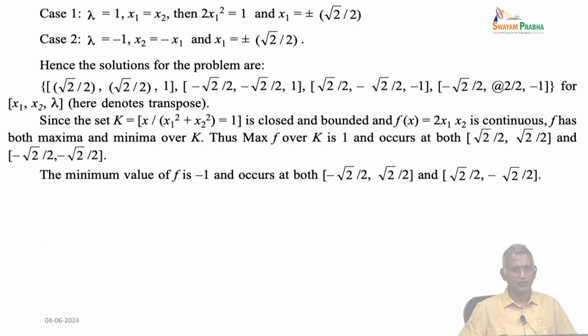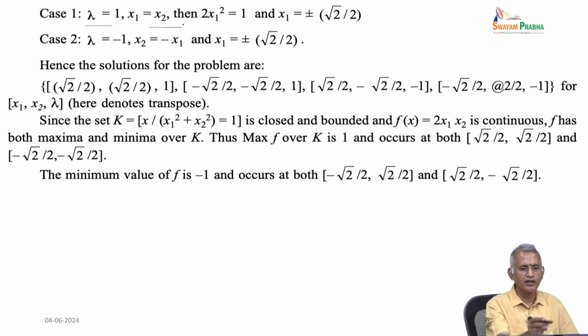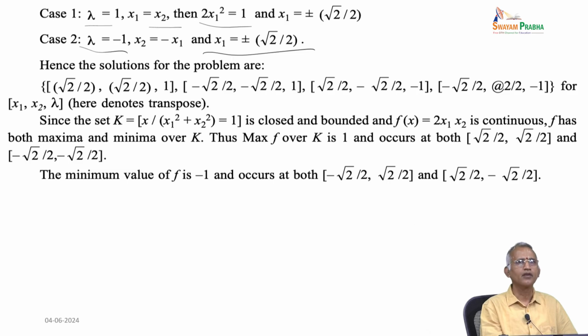So we have two cases. Case 1, if lambda equal to 1 and x1 equal to x2, then 2 x1 square equal to 1 implies x1 equal to plus or minus root 2 by 2. Case 2, if lambda equal to minus 1, x2 equal to minus x1, therefore x1 equal to plus or minus root 2 by 2. Therefore we have the solutions: x1 is root 2 by 2 and x2 is root 2 by 2, or minus root 2 by 2 and minus root 2 by 2, with the corresponding lambda.